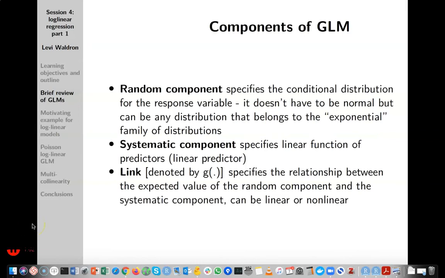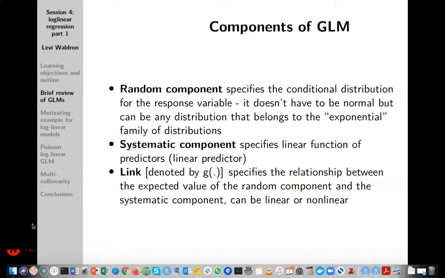Recall those 3 components of the GLM. The random component was the part that can't be predicted. That's how, conditional on a particular value of the predictors, it's the distribution of the response variable. It was the binomial distribution for the logistic regression. It was a normal distribution for ordinary linear regression, and we'll be introducing some different random components in the next couple of lectures.